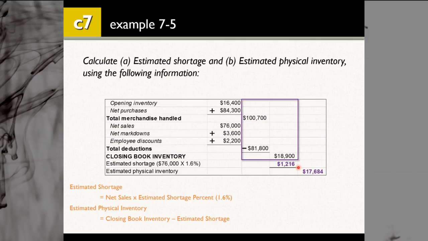And what you have to do is calculate your estimated physical inventory. How can you calculate it? The formula is also at the bottom there. That's your closing inventory minus your estimated shortage, and then you can calculate your estimated physical inventory. So 18,900 minus 1,216. So you got 17,684 as your estimated physical inventory.